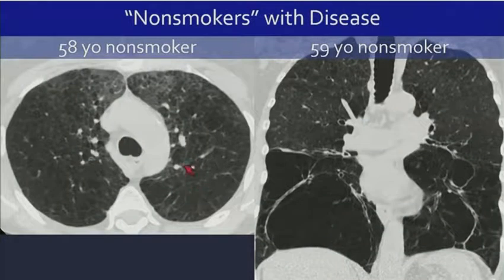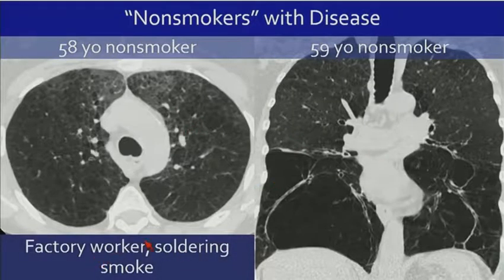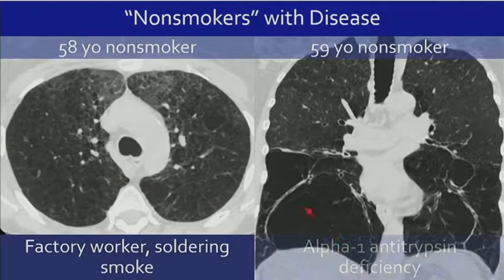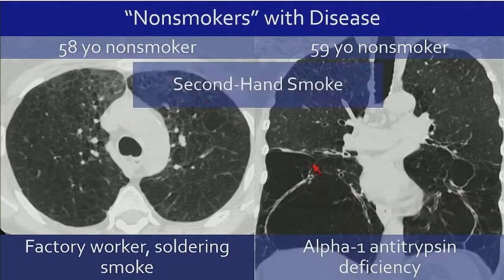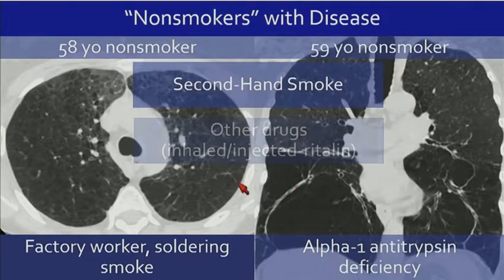All right, remember also that non-smokers can have emphysema. These are two cases of two non-smokers with significant emphysema. And you can see this case on the left was actually a factory worker who worked around soldering smoke her entire career. And so she had severe secondhand smoke-related emphysema. And this, of course, is a case of alpha-1 antitrypsin deficiency where you have this panacinar or lower lobe predominant emphysema. Remember that secondhand smoke is a significant cause of smoking-related lung disease, even if you don't have a personal smoking history.